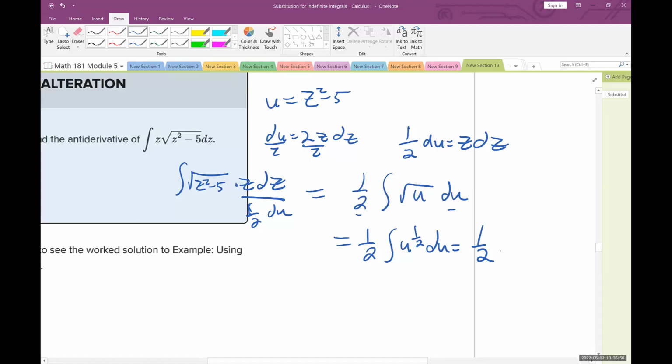3/2, and then divide by the new power. So this 1/2 here is from out front times u to the 3/2 divided by 3/2 plus some c. So I add a 1 to the power divided by that new power.